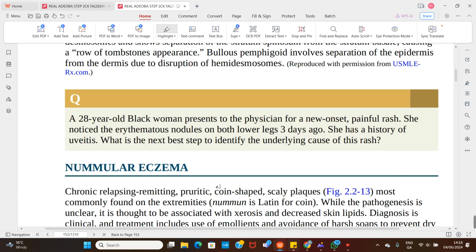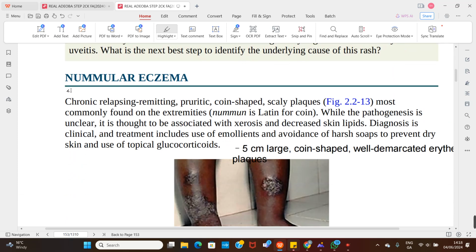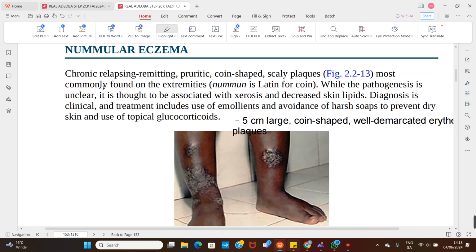So moving on to the next lesion, and that is nummular eczema. So this is very straightforward. This is just more like a chronic relapsing and remitting condition. So it keeps going, keeps coming, pruritic, coin-shaped, scaly plaque. So the point here is the fact that it is dry because this is eczematous. So they are dry, right? They are scaly, right? And they are pruritic. So those are the three take-home points I want us to always remember for nummular eczema.